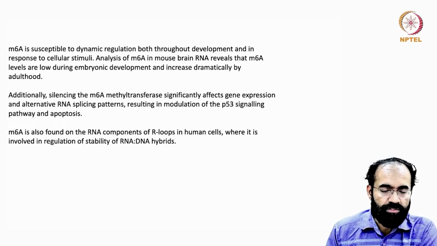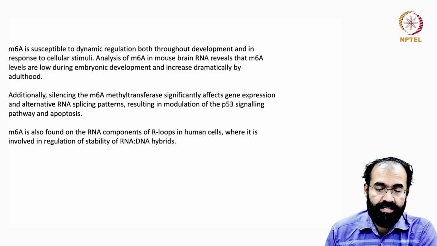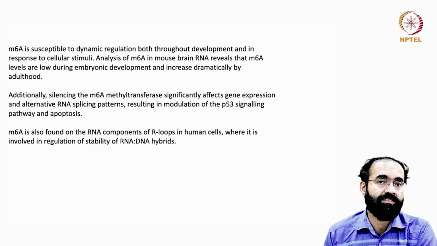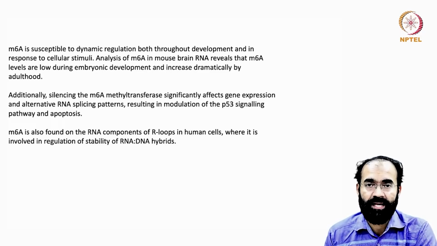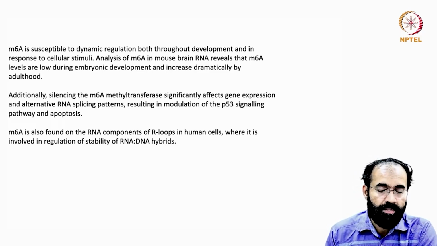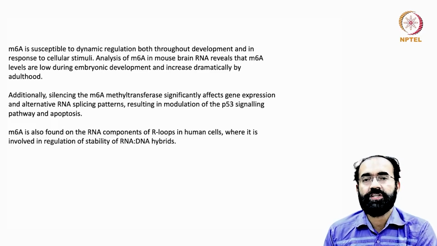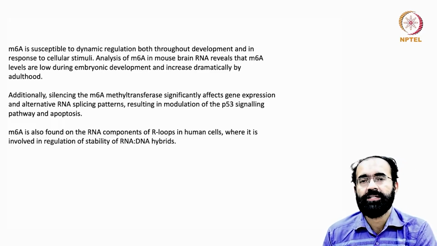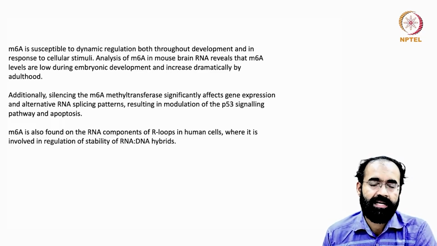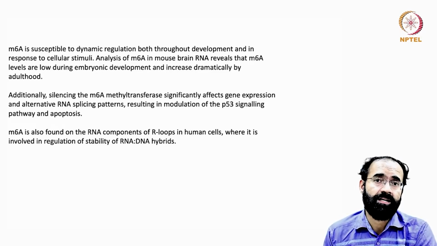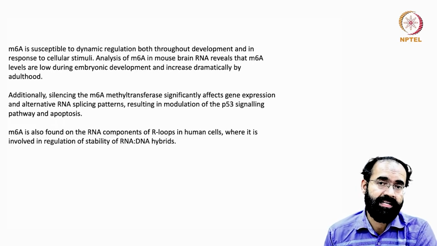So M6A is also found on the RNA components of R loops in human cells. You may remember the R loops, which led to the discovery of introns, the portions which do not pair and will loop out, and they are called R loops, where it is involved in the regulation of stability of RNA DNA hybrids. In many situations there are RNA DNA hybrids even during the transcription of a gene itself. RNA DNA hybrids are a necessity, and many times they are stable and only RNase H can degrade the RNA component of the RNA DNA hybrid.